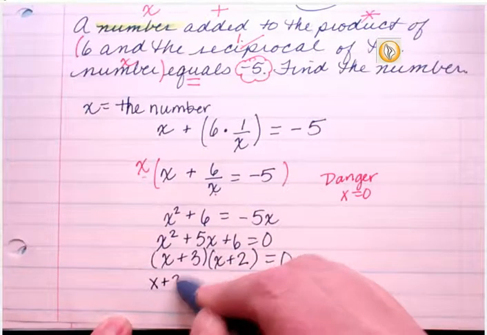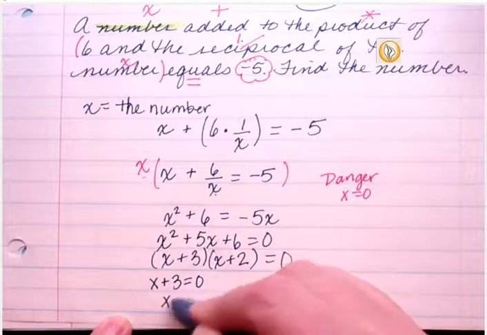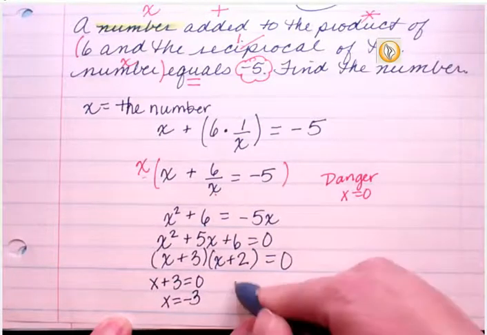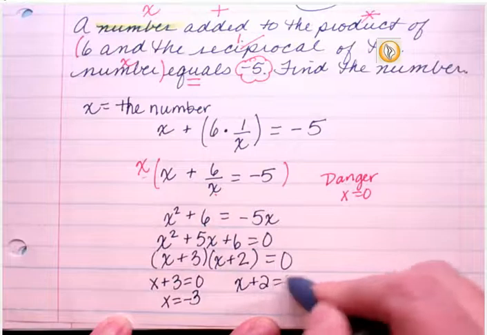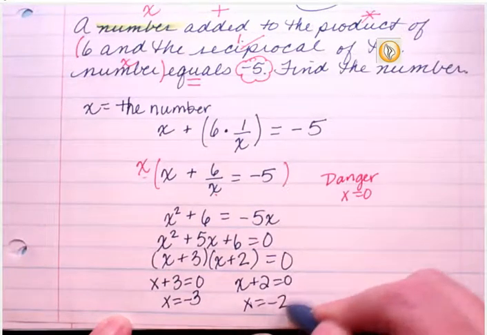So set each equal to 0. So x could be -3. X plus 2 equals 0. So x could be -2.